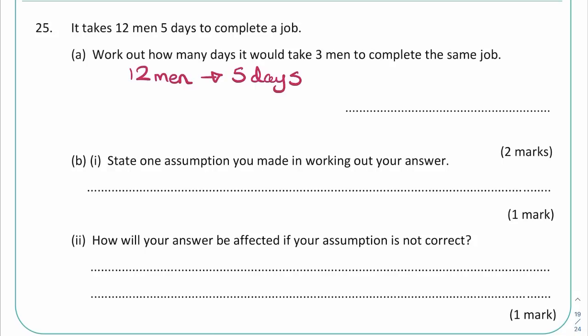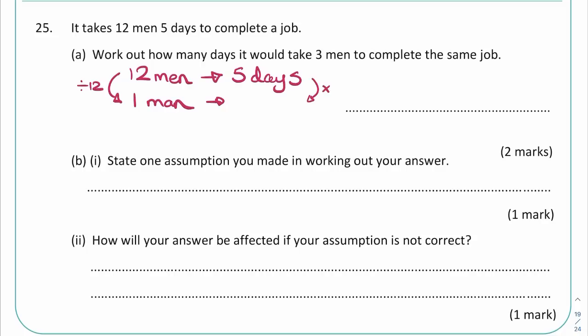So for this one here, I tend to find how long it would take one person to do the job, which would just be one man, and they would take 12 times longer. So although here we're dividing by 12, this is where inverse proportion comes in.